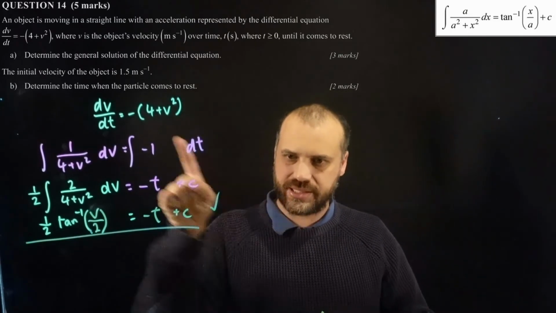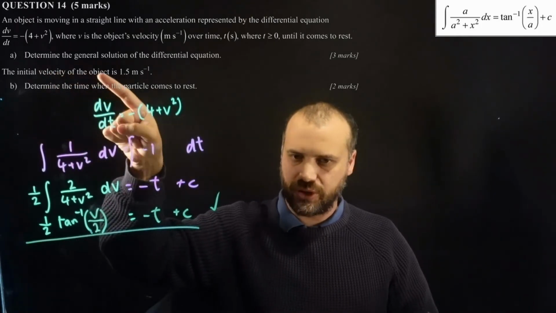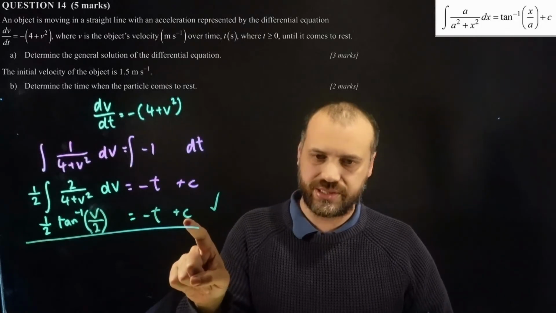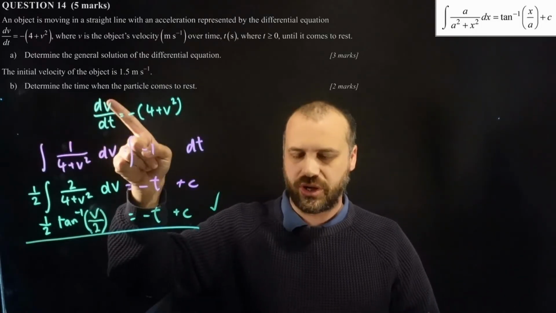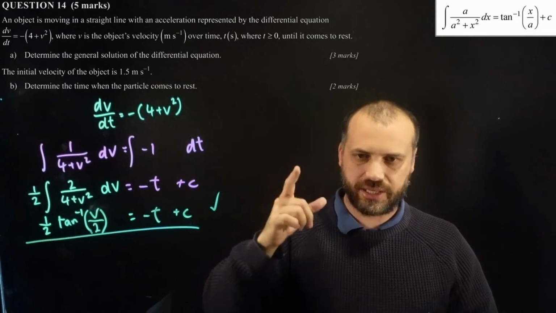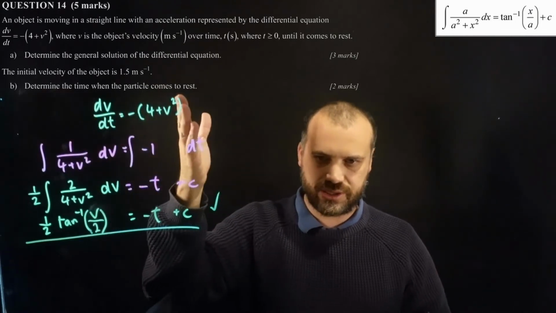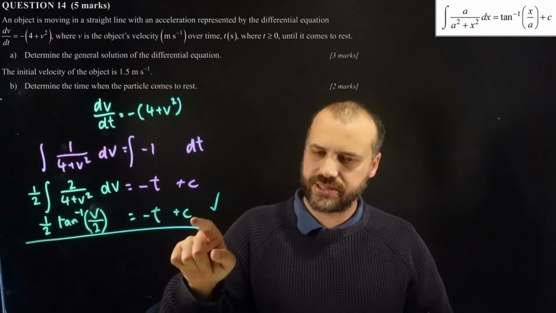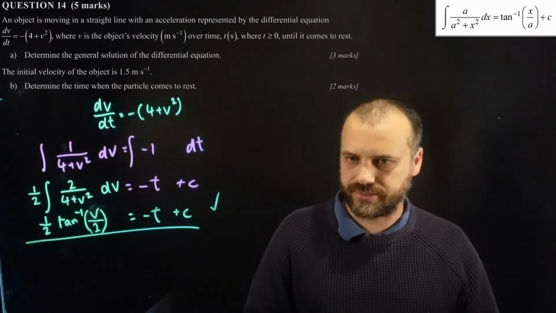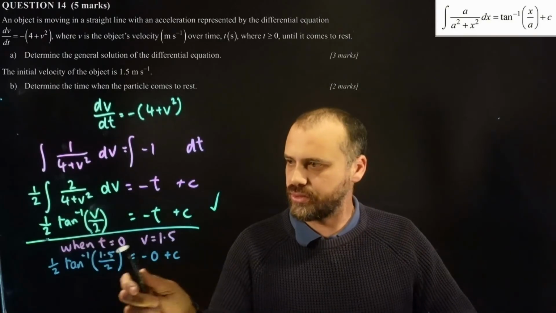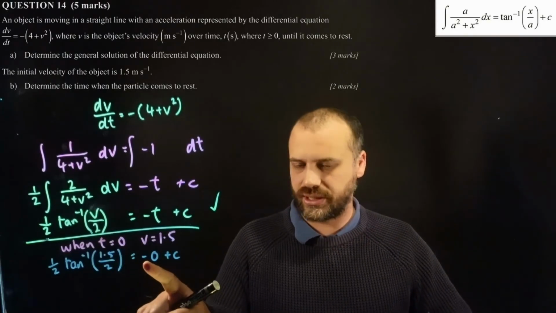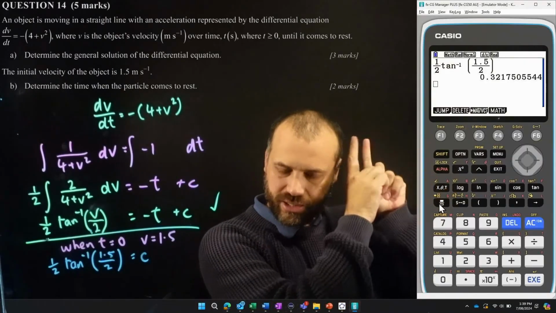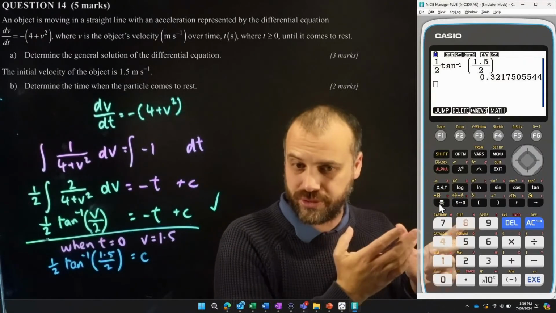So what does part B say? The initial velocity of the object is 1.5. That's interesting information because that'll allow us to find c. Determine the time when the particle comes to rest. Okay, so let's deal with the actual question in a second, but we can see that we've got an initial condition. So let's sub it in and then solve for c. So if sub t equals 0 and v equals 1.5, it's obviously silly having negative 0 plus c, it's just c. Type it into my calculator and I get c equals 0.32.